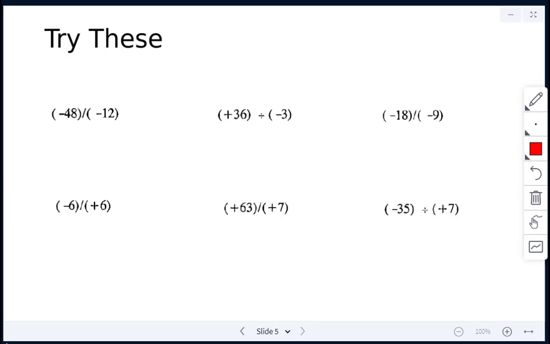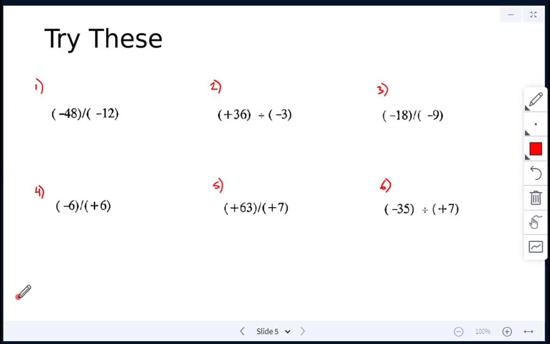Here are some questions for you to try. We'll call this one question 1, question 2, question 3, question 4, 5, and 6. You'll notice we're only doing 2 numbers, but in our next lesson we will get into more than 2 numbers.